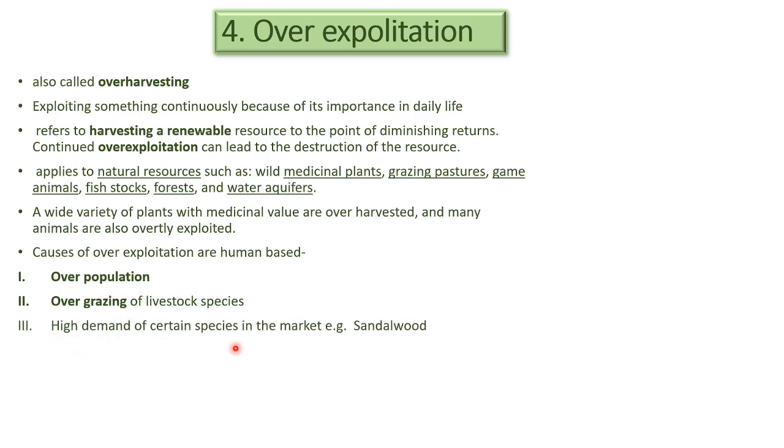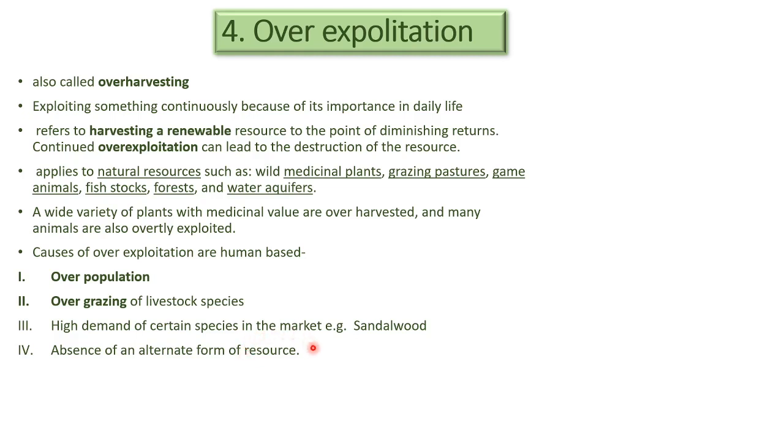Third is high demand of certain species in the market, for example, sandalwood. Some species have very high demand in the market, and since they have a high value, they are over-exploited, for example, sandalwood. Fourth is absence of an alternate form of resource. Some resources are such that there is no other resource available to use in place of that resource. So there is no alternative.